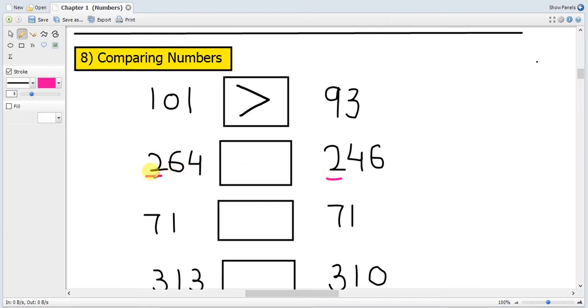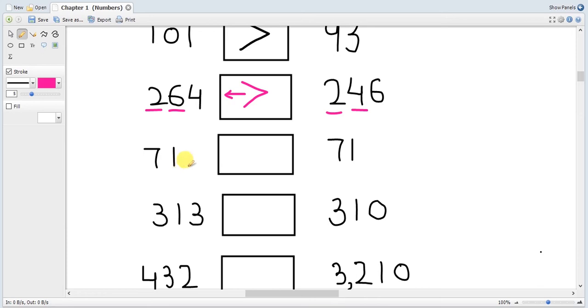Then move on to the next, which is 6. This is 6 and this is 4. So which number is a bigger number, 6 or 4? 6, definitely. Since 6 is bigger than 4, there is no need to compare the third digit. We already found our answer that 6 is greater than 4. So we can conclude 264 is bigger than 246. So crocodile always eats bigger numbers, right? So crocodile opens his mouth towards the bigger number, right?